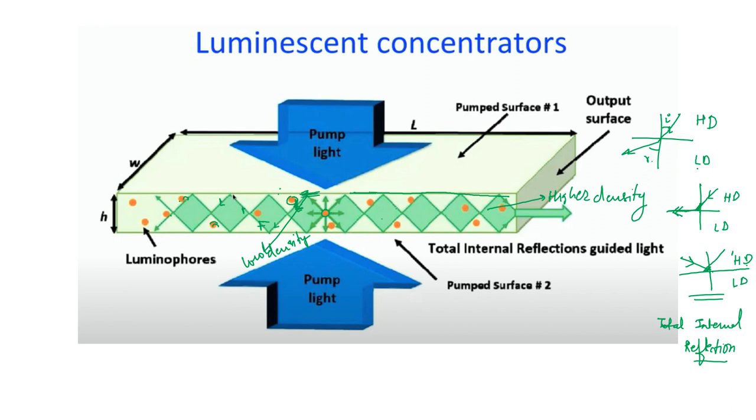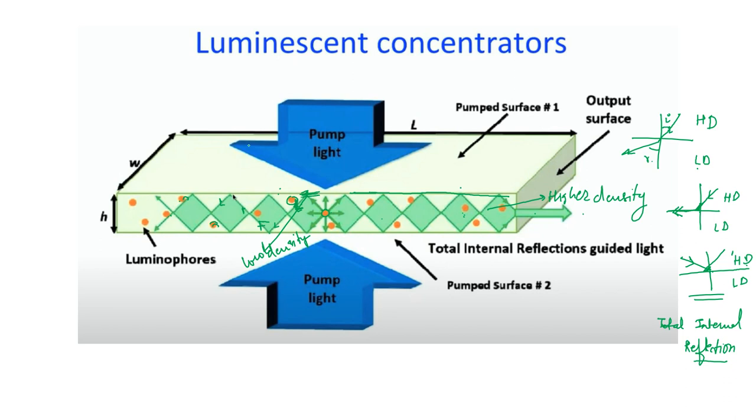This is how the light becomes concentrated. How does it happen? Because it is totally internally reflected within the same medium, amplification occurs, and we get concentrated light outside from a single point, not from the other points. There is a single small aperture through which the light goes. This is how the process works, and this is why luminescent concentrators are used for amplification also.